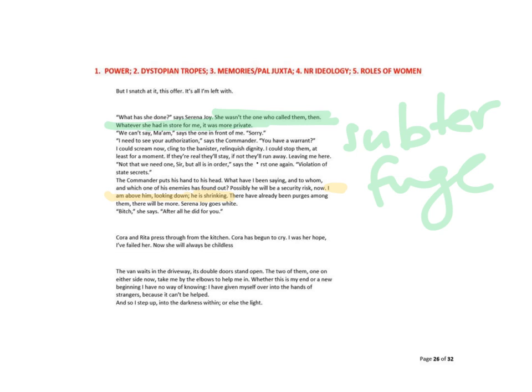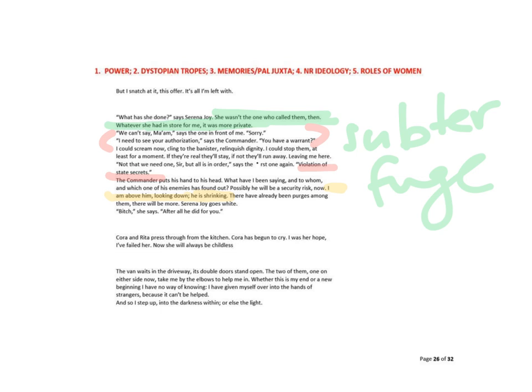So there's a hierarchy above the Gilead regime, it seems. The commander tries to have some kind of authority here. I need to see your authorization, you have a warrant. But this bit of dialogue that comes next is very interesting. Not that we need one, sir, but all is in order. In other words, get lost, I'm taking her away whether there's a warrant or not. Violation of state secrets. Interesting. So that's the ruse by which Offred is smuggled out.